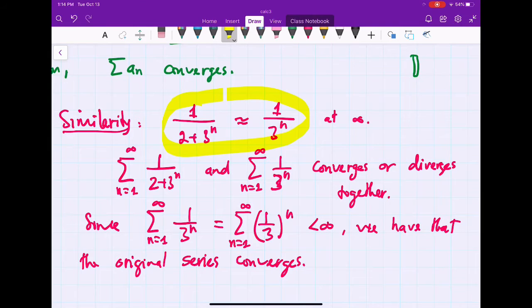So again, with similarity at infinity, you ignore the lower terms. You just pick the term with the highest degree. In this case, 3 to the n is an exponential function, and 2 is just a constant. You might ignore 2. That will not affect your series at infinity. Does that make sense? I mean, in the sense that it does not affect the convergence.